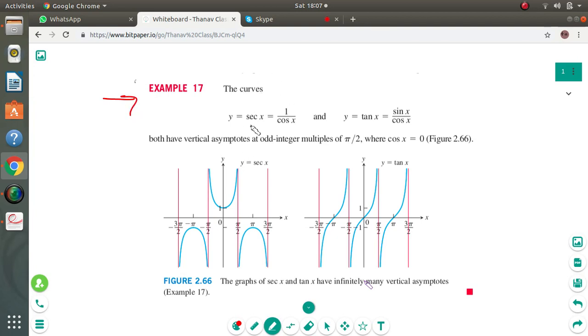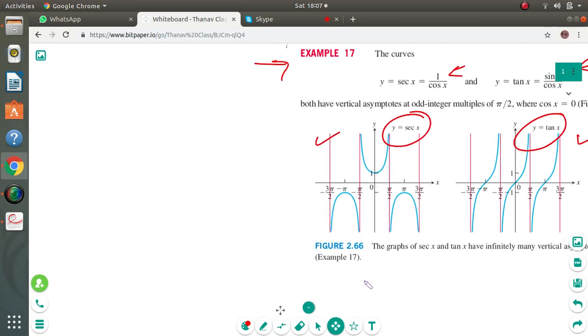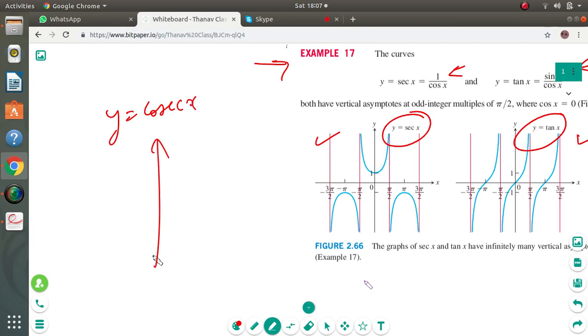The curves here we have now: y equal to sec x equal to 1 by cos x, or y equal to tan x equal to sin x by cos x. These two curves both have vertical asymptotes at odd integral multiples of pi by 2, where cos x is equal to 0. So this is y equal to sec x, and here we have y equal to tan x. Both graphs you must know. Now can you draw the graph of y equal to cos x just below this? First draw this graph, y equal to cos x.